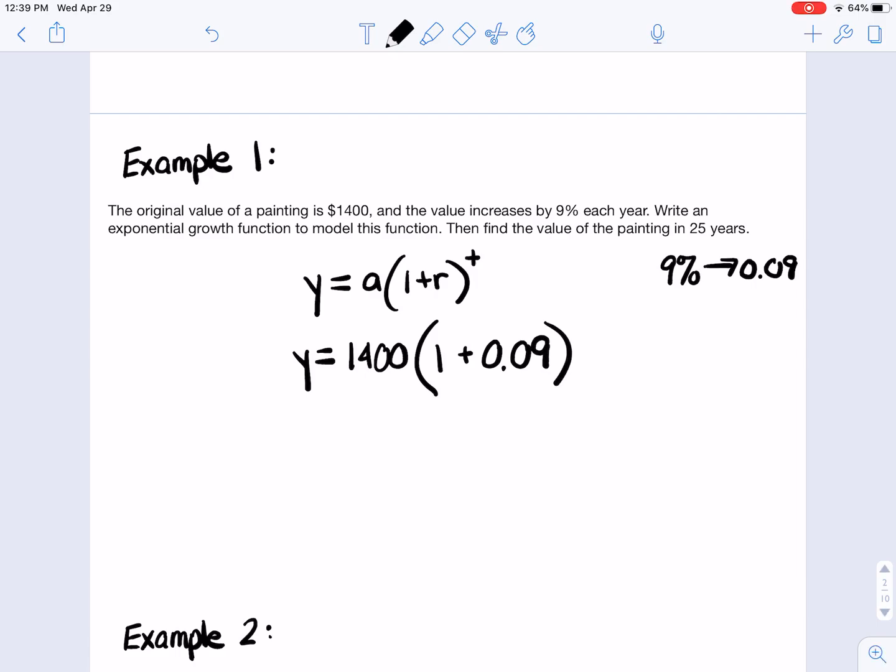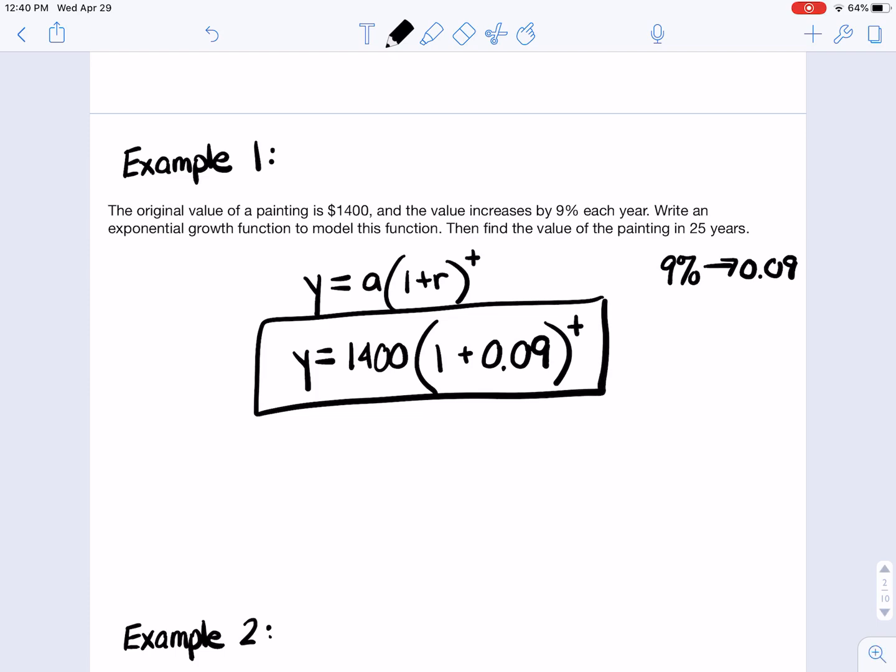And time, for right now, because the first part of this question wants me to just write the exponential function, I can just keep it t if you'd like. It can be t or x. It doesn't matter. That's the first part.